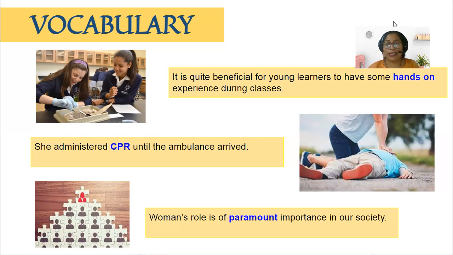Okay, so let's take a look at the example. Women's role is of paramount importance in our society. What do you consider paramount in our society? What should governments consider a paramount aspect in our society? Can you give me an example? Excellent, excellent. Governments should consider safety as paramount importance. Excellent.